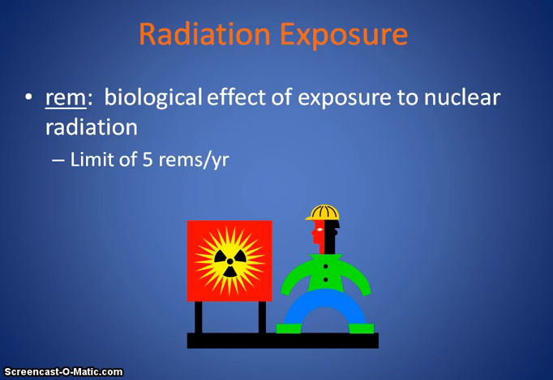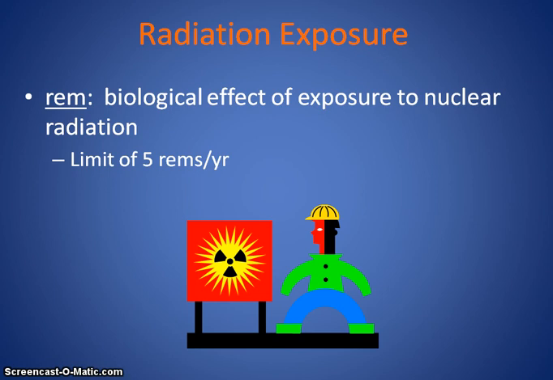And then the last thing that needs to be monitored is radiation exposure. The units that it's measured in are REMs, R-E-M, which is the biological effect of exposure to nuclear radiation. And we're limited to 5 REMs per year, and that's mainly for people that are working with it. Most everyday people don't even come close to those numbers. It's about 1,000 times higher than recommended for most people.